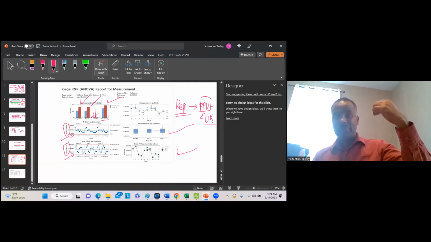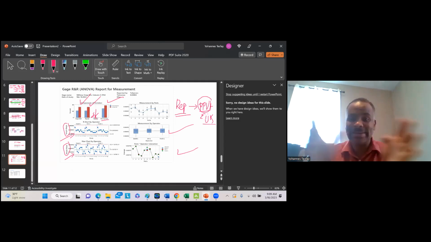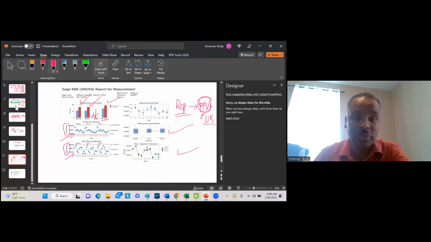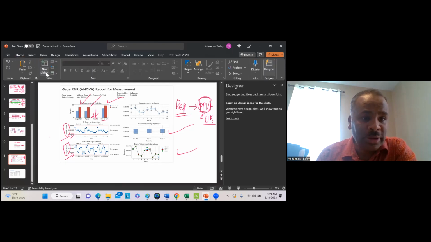And that is in production, when we produce those parts, because they are highly precise products, the variation comes from part to part. Okay, so now the next one.